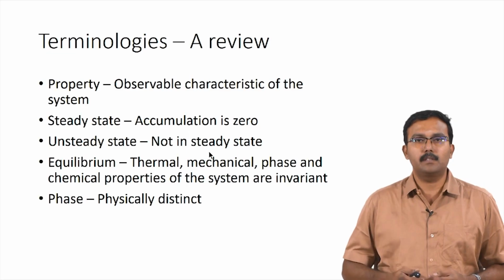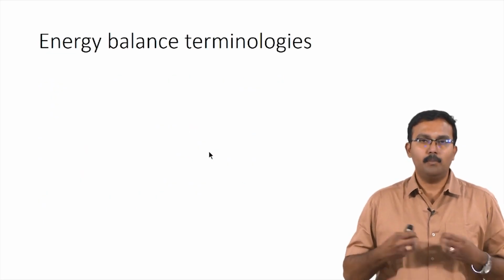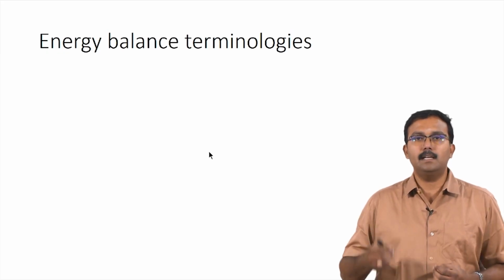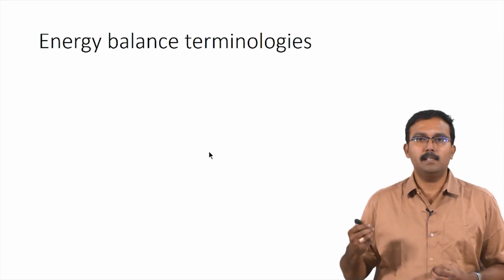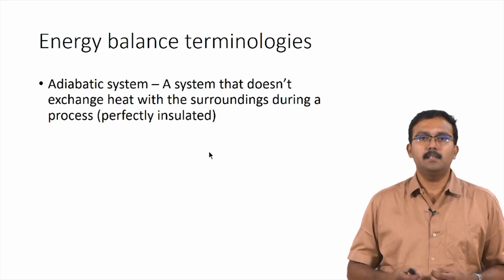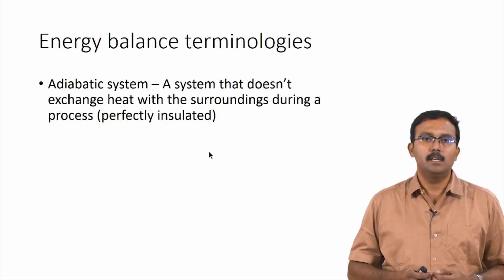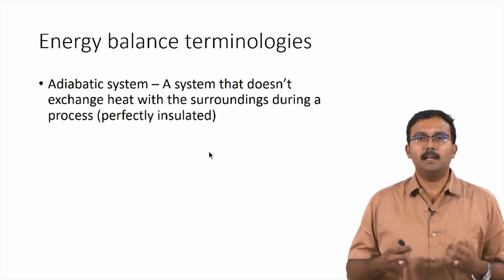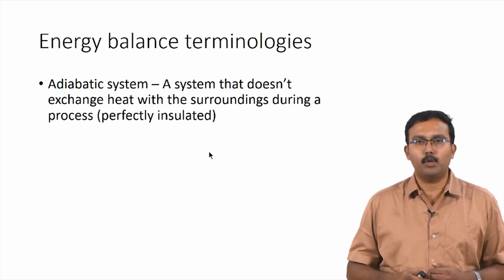energy balance calculations. Let us look at some of the energy balance terminologies which you might already be aware of, but it is important for us to understand and remember these concepts to apply for calculating energy balance equations. Adiabatic system is a system that does not exchange heat with the surroundings during a process. So, this is a perfectly insulated system. So, we would assume that heat transferred between the system and the surroundings is 0 for any adiabatic process.